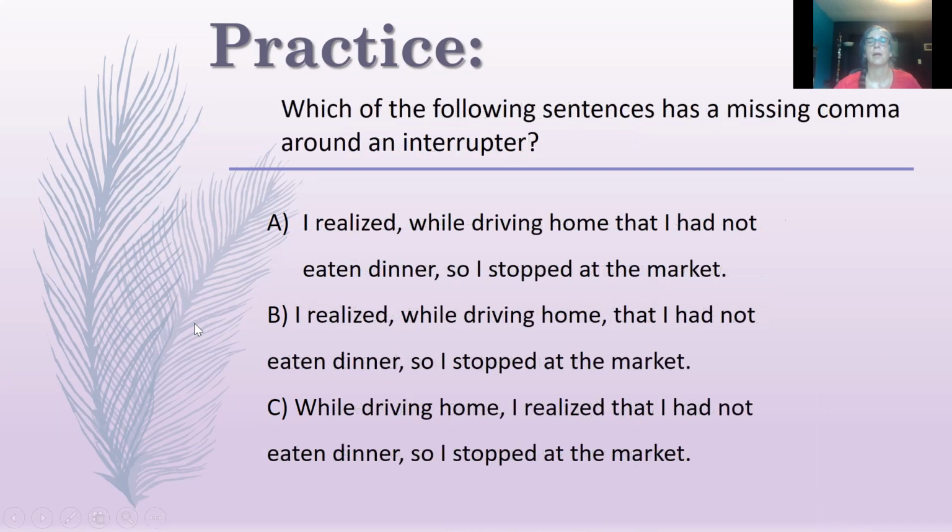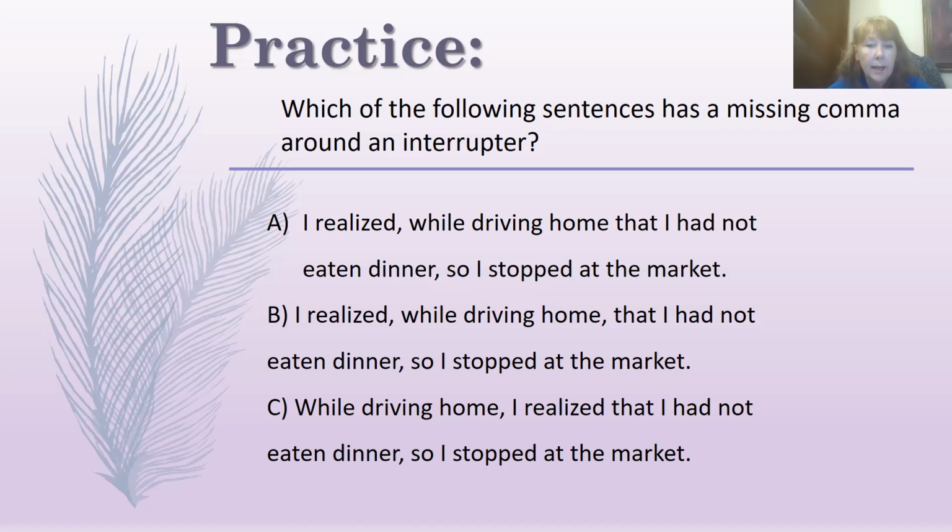Brilliant. All right, but it's a little more difficult sometimes to find missing commas, right? If we're looking at our own proofreading, our own writing, and we're looking at the commas that are there, now that we understand the rules, it's easier to decide whether we need that comma or not. But when there's a comma missing, that's sometimes a little bit more difficult to spot. So let's see if we can figure out which of the following sentences has a missing comma around an interrupter.